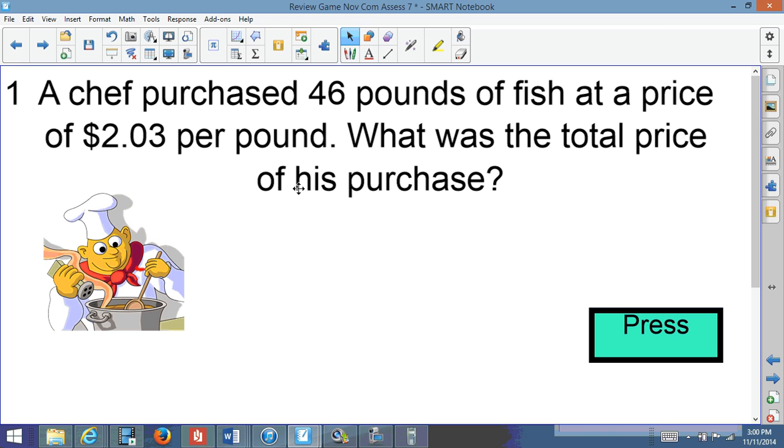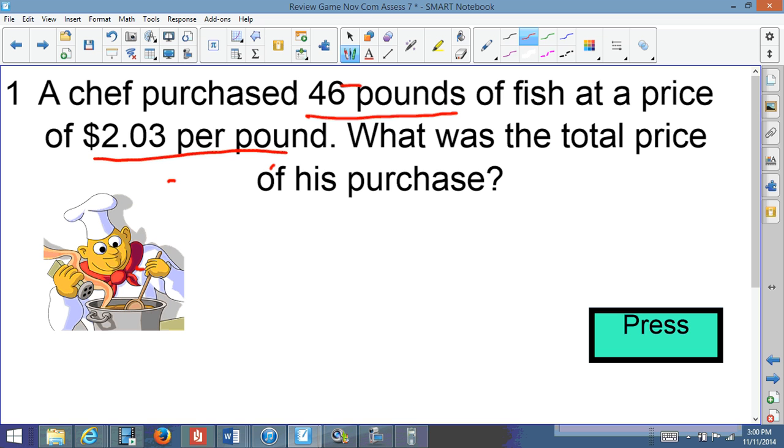Well, let's see. We have some information we need to highlight. So we got 46 pounds of fish is what the guy purchased, and it cost him $2.03 for each pound, per pound. Per is another way of saying each. So if it was $2.03 for 1 pound, I'm curious, how much was it for 46 pounds?